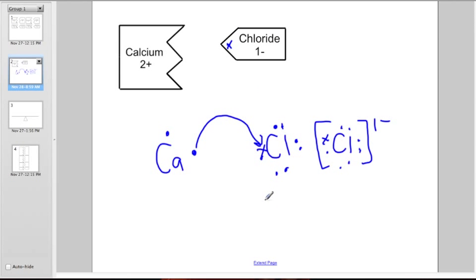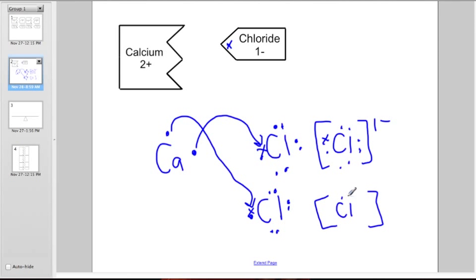Calcium, however, is not finished. Calcium can give another chlorine its other electron right here to make another chloride. Do this really quickly for you. Yeah, there we go. And it's going to end up being calcium 2 plus with no electrons. That's why it's got 2 spots right there.